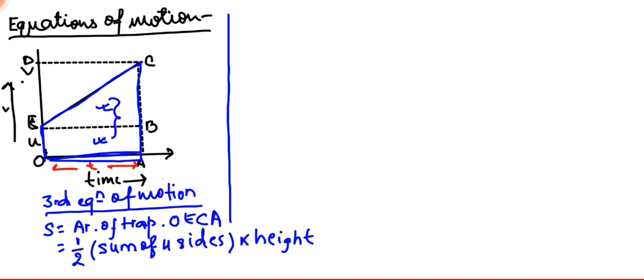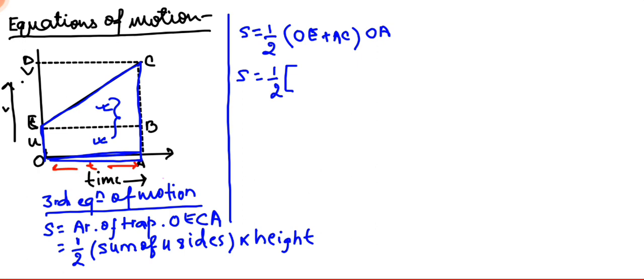We can write it as S is equal to 1 by 2 into the sum of parallel sides. Sum of parallel sides means OE plus AC, multiplied by height, that is OA. This can further be written as 1 by 2 into OE, which is equal to U, plus AC. AC can be written as AC is equal to V multiplied by OA. OA is equal to T.